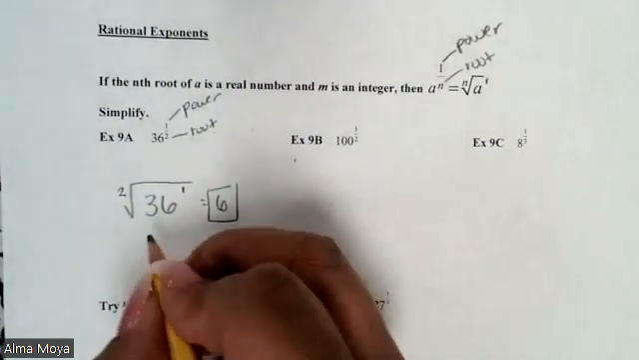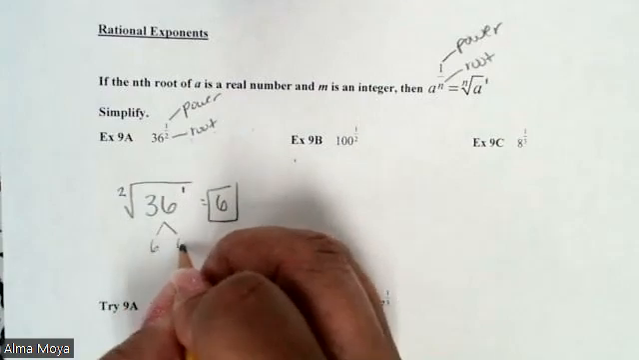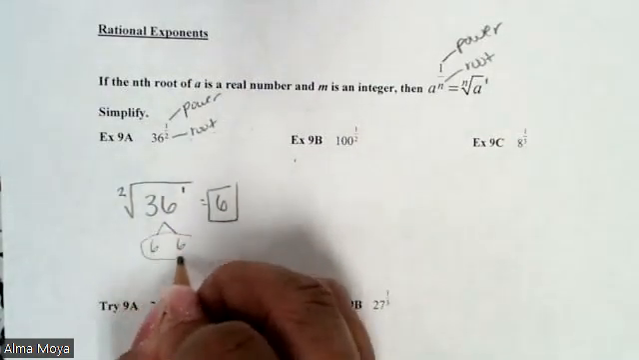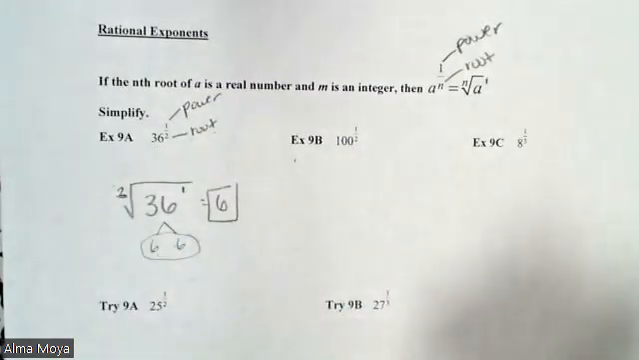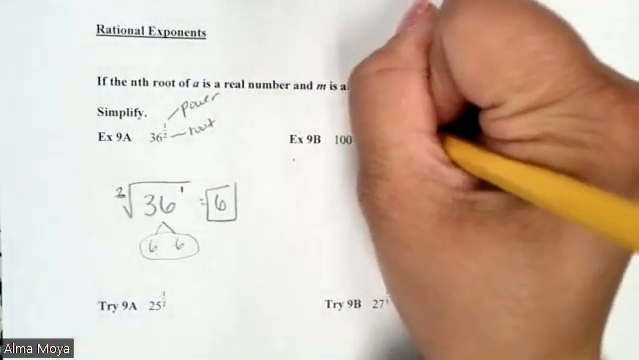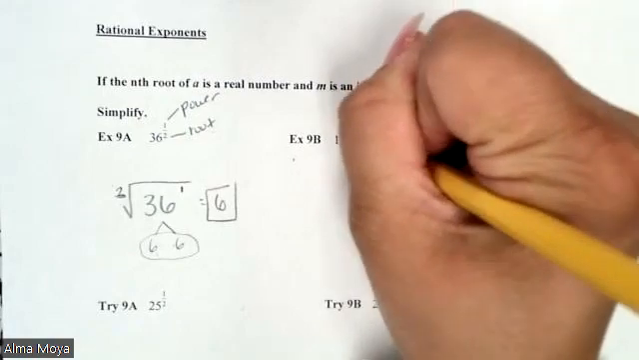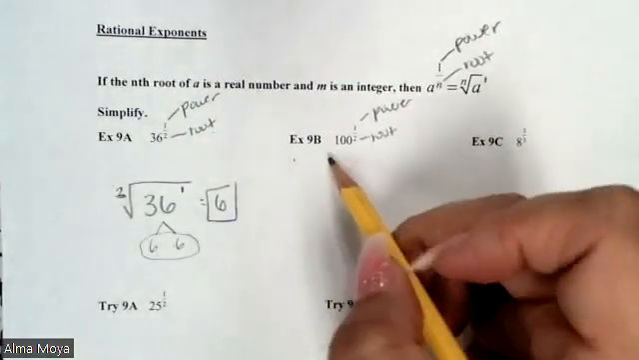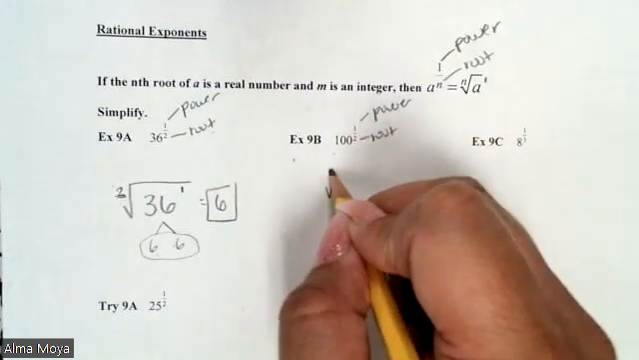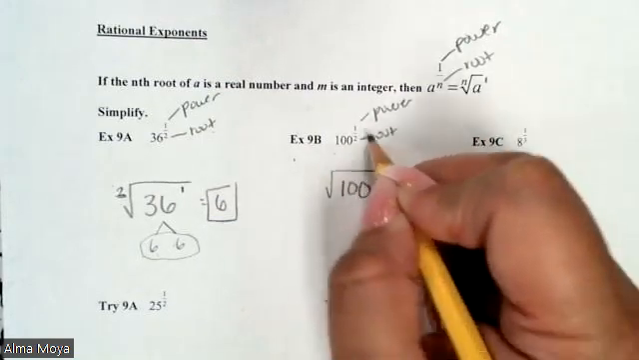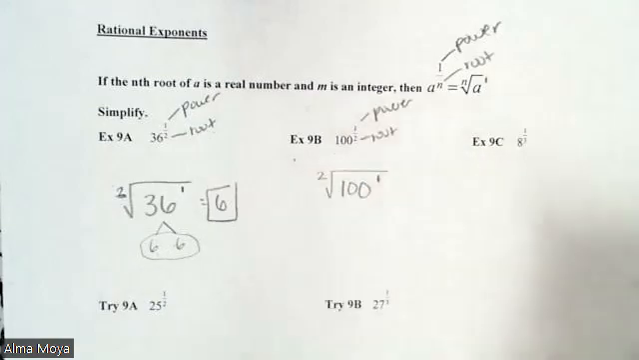A lot of you guys learned this by the factor tree. That's basically 6 times 6. The minute you have 2 doubles, it comes out. I need 2 of them to come out because that's the root part. Right here, this is the power. This is the root. So you have 100 raised to the 1/2 power. So right here, I'm going to go ahead and write 100. The power is 1, the root is 2.